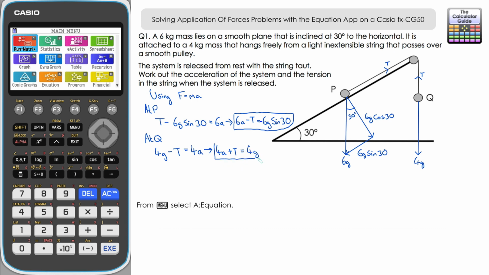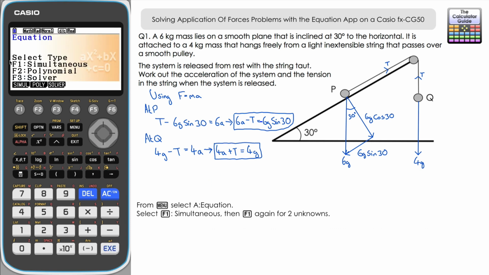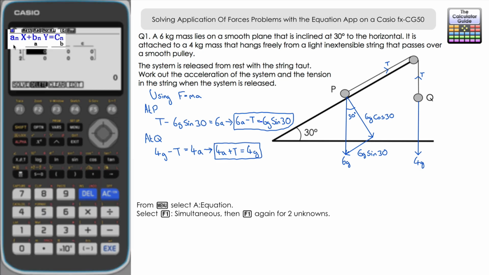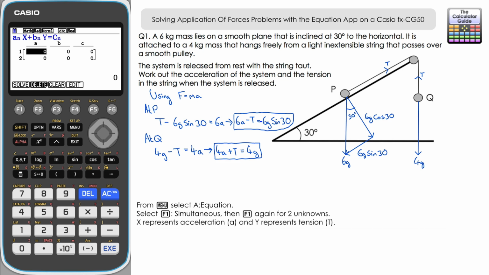We're going to turn to the calculator and we want to go down to A, which is equation, and then F1 for simultaneous, and we have two unknowns, F1. It's worth noting here that the a that is here is the coefficient in front of our first unknown. Our first unknown x, that's going to be for acceleration. So just be careful there. It's x that's going to represent our acceleration in this case. y is the second unknown, that's going to represent the tension. a, b and c in this case are going to be constants rather than variables, or the coefficients in front of our unknown variables.